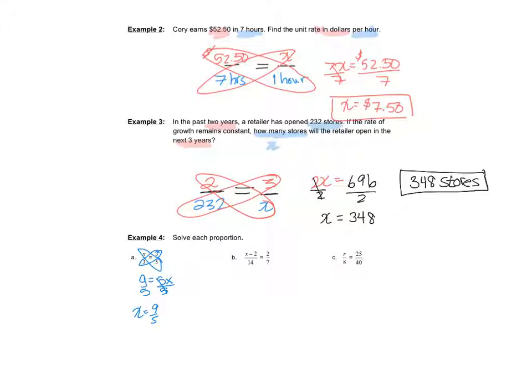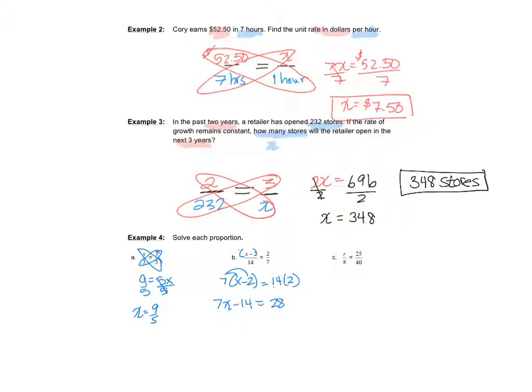In example 4b, again, it's a proportion, so I'm cross multiplying. The only problem here is, let me back up. This is a term you'll learn, a binomial, where we have two terms. So when that 7 is being multiplied to the x minus 2, you have to do it to both terms. It's like the distributive property. It would be written like this: 7 times x minus 2 equals 14 times 2. And so I would distribute: 7x minus 14 is equal to 28.